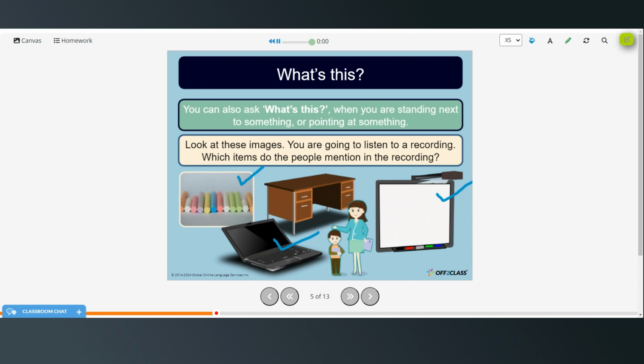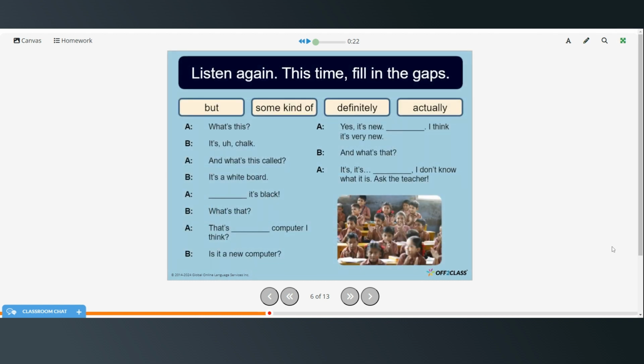Ask the teacher. Okay, so the last one would be it's a desk, a desk. All right, now we're going to listen again and fill in the gaps as we go.